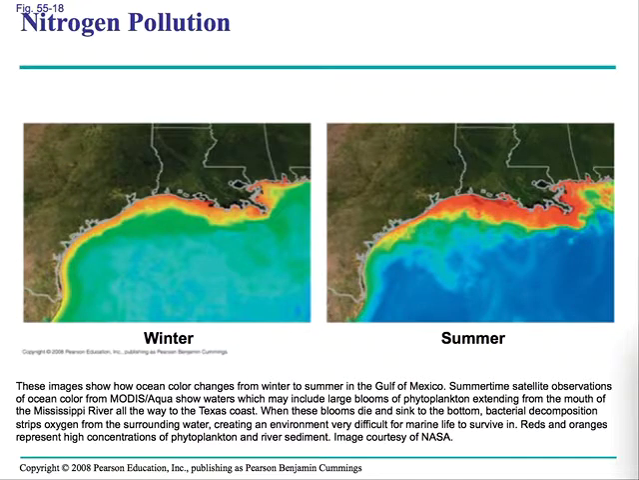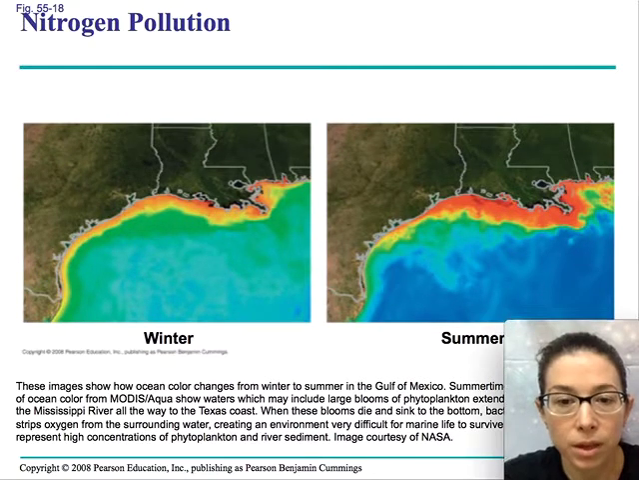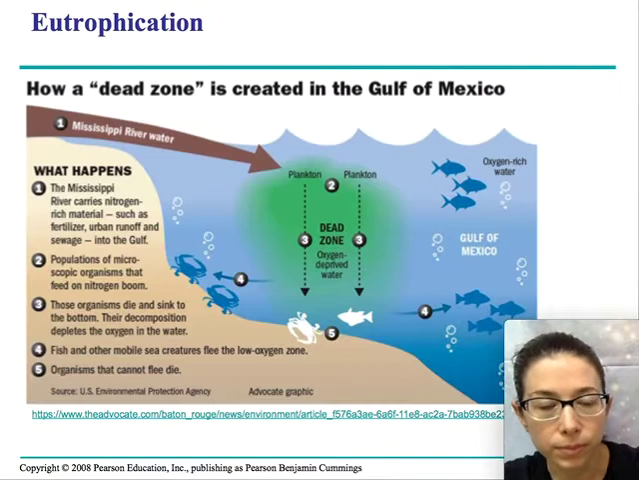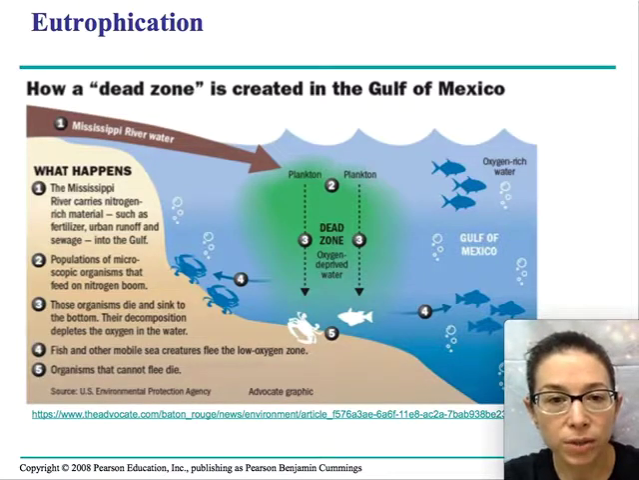So what happens next is you have a huge bloom of these phytoplankton. When the blooms die at the end of the season and sink to the bottom, the bacterial decomposition strips the oxygen from the surrounding water, creates an environment that is very difficult for marine life to survive in, and so a lot of the local fish die. And if you read up about this dead zone in the Gulf of Mexico, you can read about how difficult it's been to prevent and take care of, and what a terrible impact it's had locally. Okay, so that is the Gulf of Mexico dead zone, and here's just a picture of how that happens.